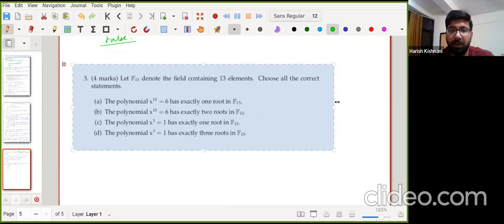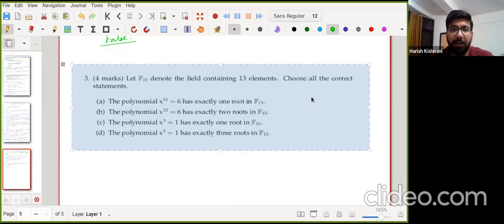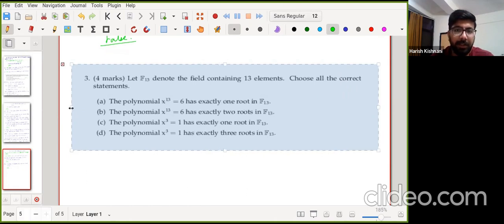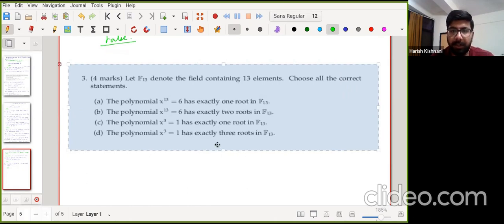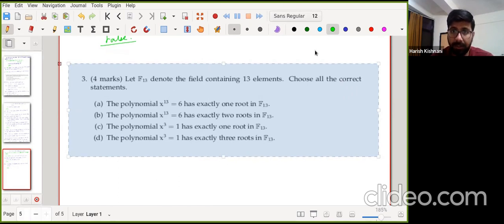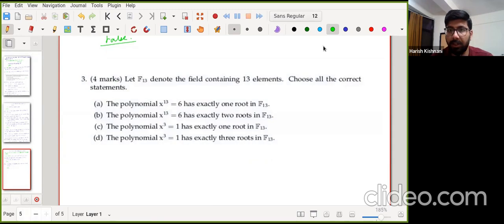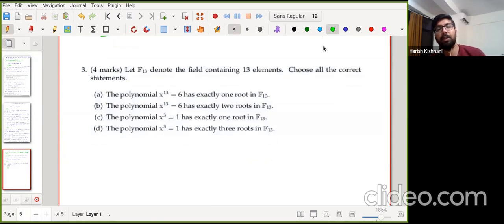So it says let F13 denote the field containing 13 elements. Choose all the correct statements. First is the polynomial x^13 equal to 6 has exactly one root in F13. The polynomial x^13 equal to 6 has exactly two roots in F13. So one of them has to be false. Whether one is true or not, that we don't know, but at least one of them should be false.